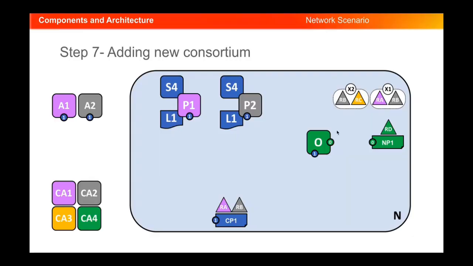Next, in the process, RB and RC come together and form another consortium in the existing network. As you can see here, in the previous section, we had only one consortium, which was X1.